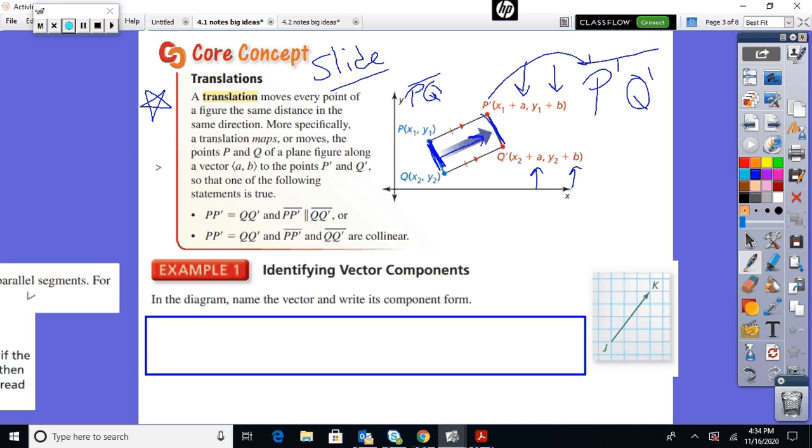Now in the first example, we are identifying vector components. So I got this vector, starts here at J, goes up to K. So to name it, we would just call it JK, its starting point to its terminal point. And then in component form, what does it do? Well, it goes 1, 2, 3 to the right, 2, 3, 4, up. So 3, 4.